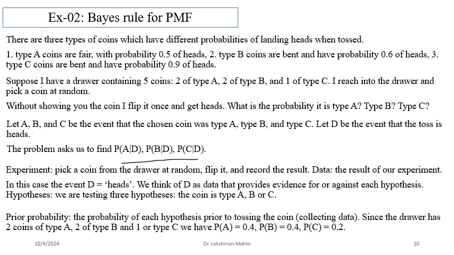What is the value of 2 by 5? 0.4. That is the prior probability. P of A is 0.4. And probability of B is again 2 by 5, so 0.4. And probability of C would be 1 by 5, so 0.2. So this is the prior probability you come up with.